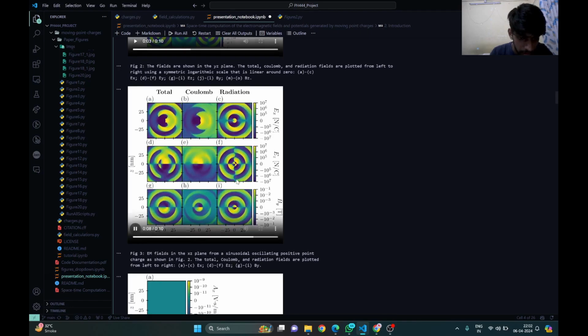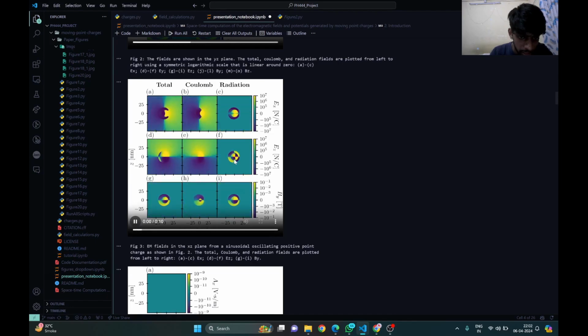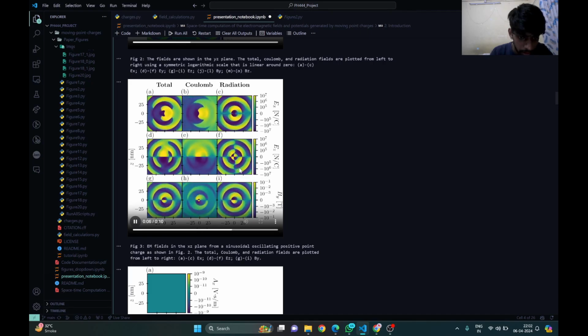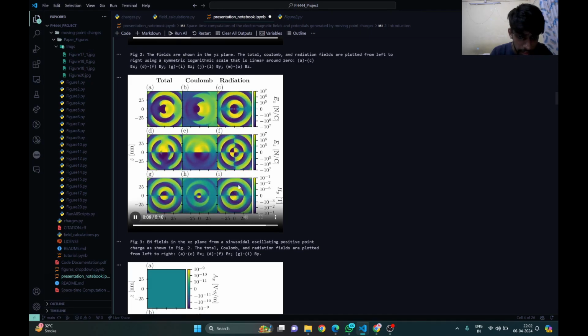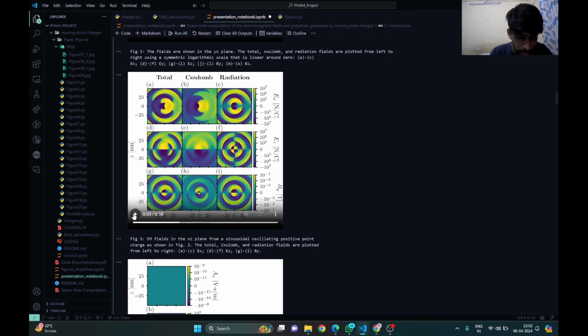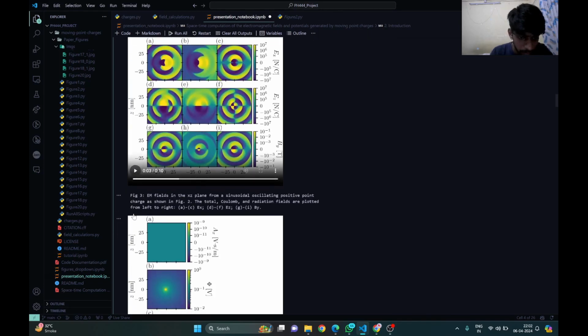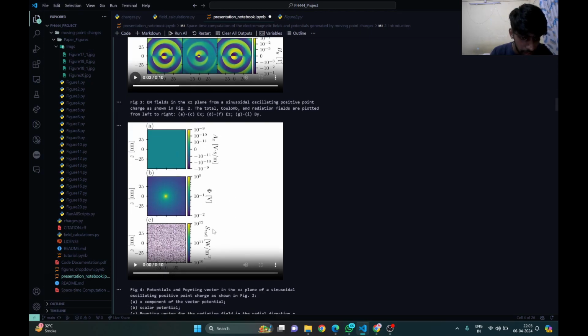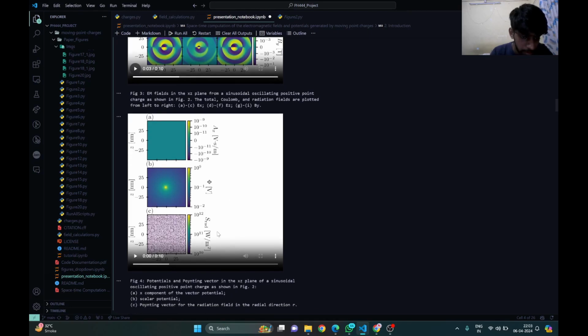This is in the XZ plane. So the charge is moving in the x-axis, and the z-axis and y-axis act as the same, symmetric. This is a plot of the potentials. We have only chosen Ax in the vector potential, phi, and the Poynting vector, which can be calculated using E cross B.